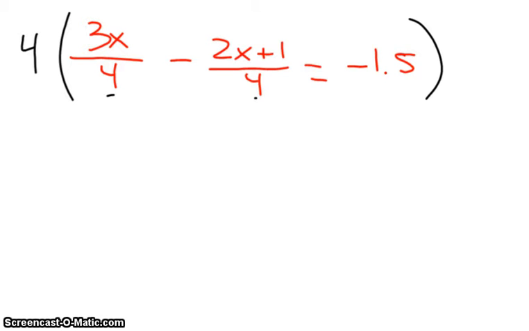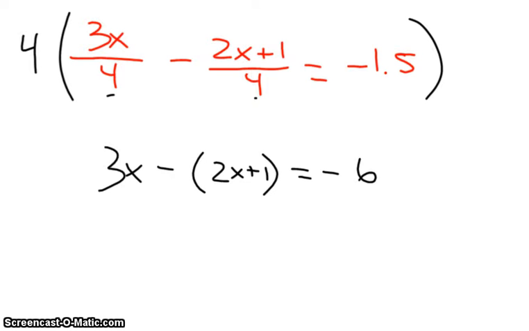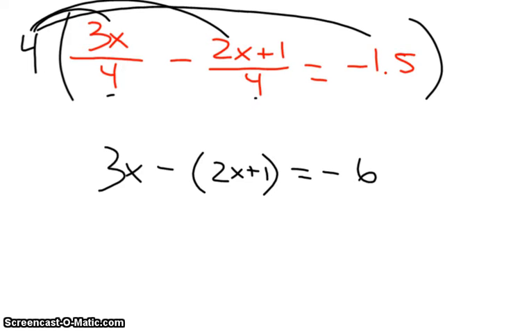Now when I multiply the 4 and the 4, they will cancel, and I'll end up with just 3x. The 4 and the 4 here will cancel, so I will have minus 2x plus 1. And this I will multiply by 4 to get negative 6. So all I did was distributive property. I went here, and here, and then here. I did my distributive property on all three things.